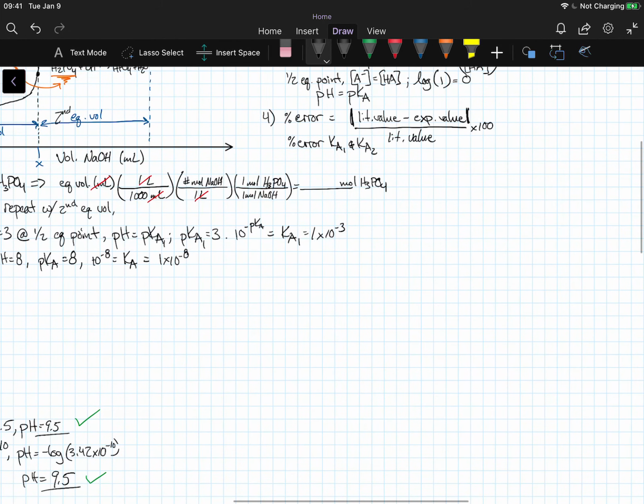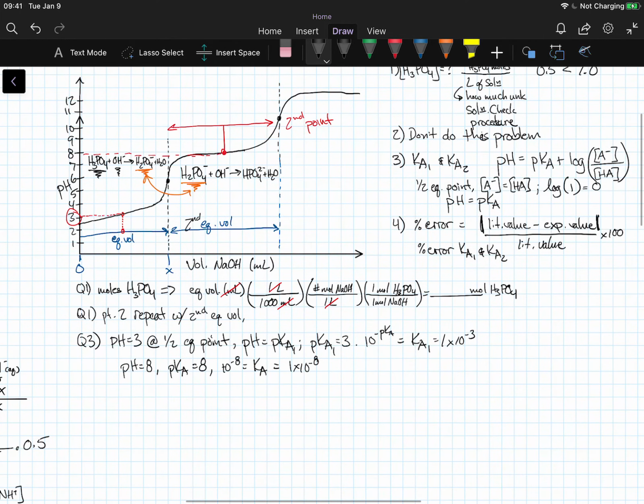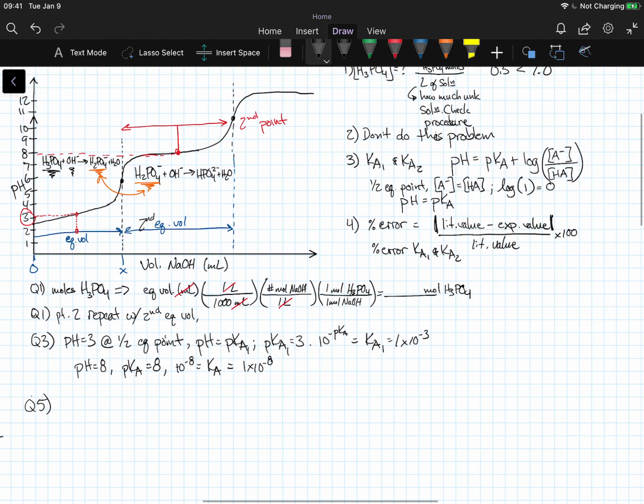Finally, question 5. Let's go over here and answer question 5. Question 5 says, considering the literature value of Ka3, why were you unable to determine the value of Ka3 from your experiment? Simply stating that Ka3 is too small will not earn full credit. You must explain your answer using relevant chemical principles. So again, Ka3 is really small. It is 4.8 times 10 to the negative 13, but we can't just leave it at that. We actually have to talk about what that means.